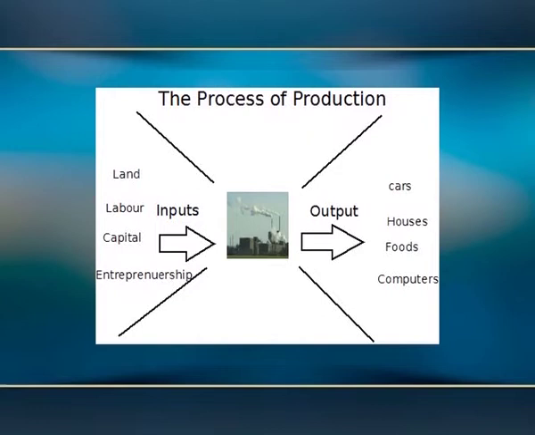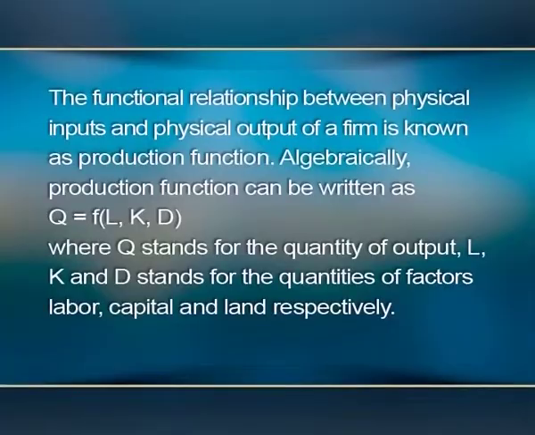Now, we will see production function, transforming inputs into outputs. The act of production involves the transformation of inputs into output. Production is a transformation of physical inputs into physical output. The output is thus a function of factors which are also called inputs. The functional relationship between physical inputs and physical output of a firm is known as a production function.